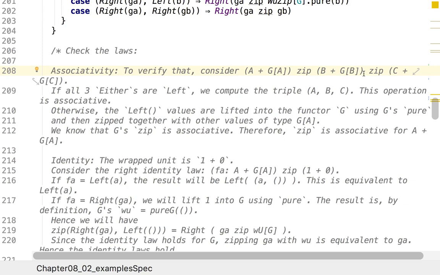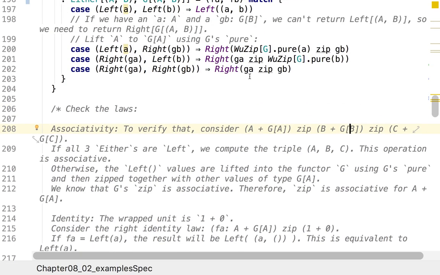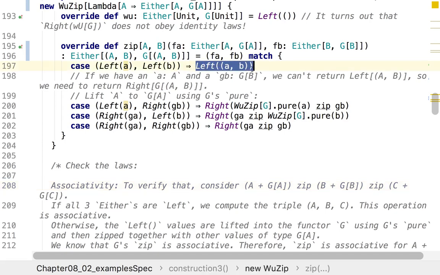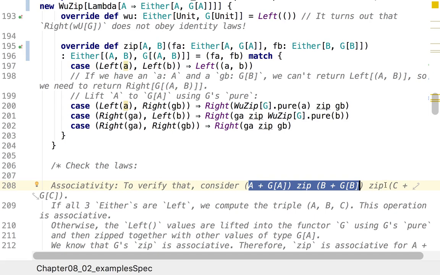So let's see how that works in this case. So consider this situation. Now we could have all of them on the left, and then we would be in this situation. We would return the left after the first pair and also after the second zip, or in the other order, it would be exactly the same.